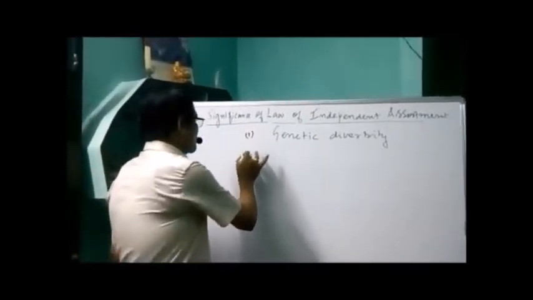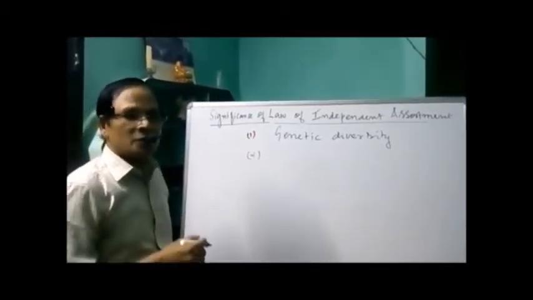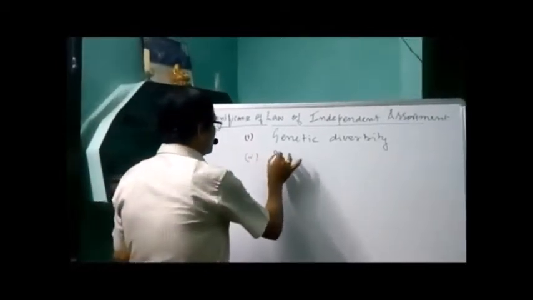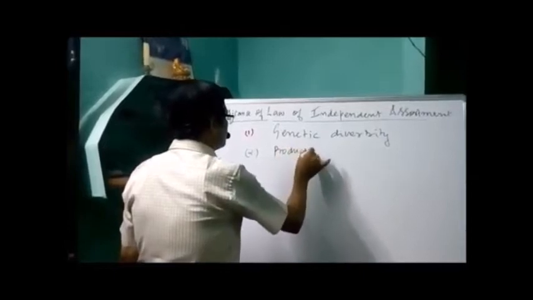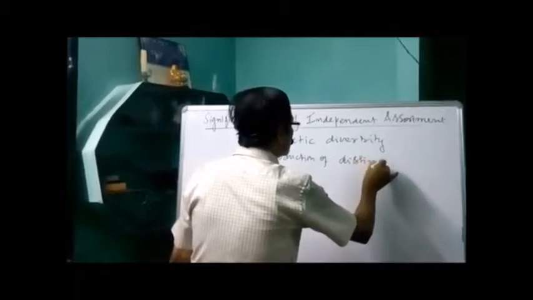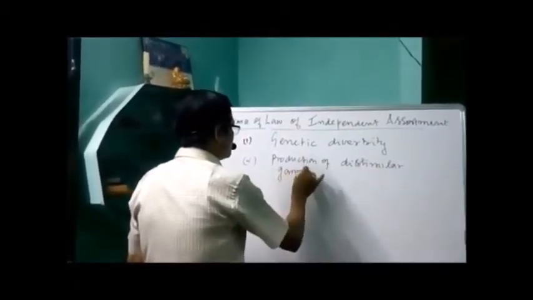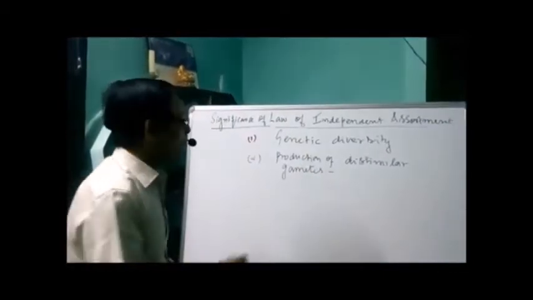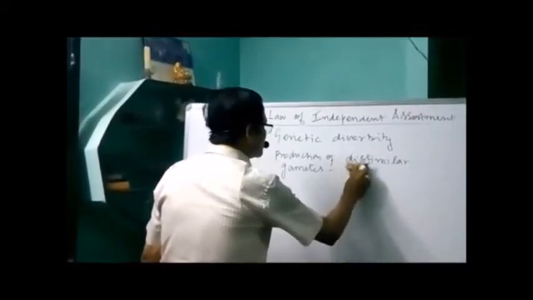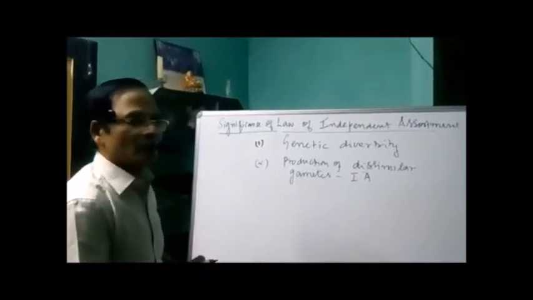The second one: if an individual produces dissimilar gametes, it is a consequence of independent assortment. So, production of dissimilar gametes by an organism is due to the law of independent assortment, simply due to independent assortment. This is the second one.